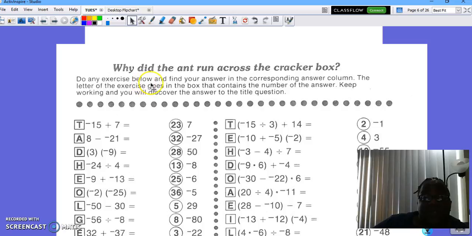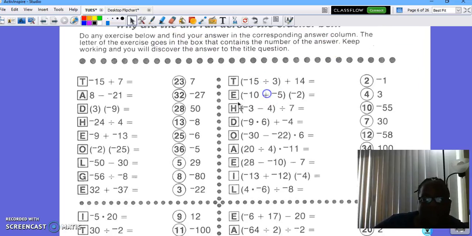Do any exercise below and find your answer in a corresponding answer column. The letter of the exercise goes in the box that contains the number of the answer. All right, let's try that. Okay, so I'm going to try the first one. I have negative 15 plus 7.